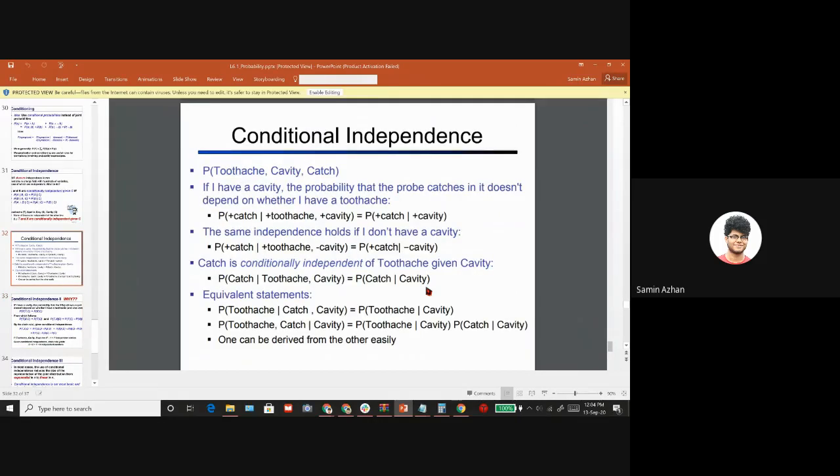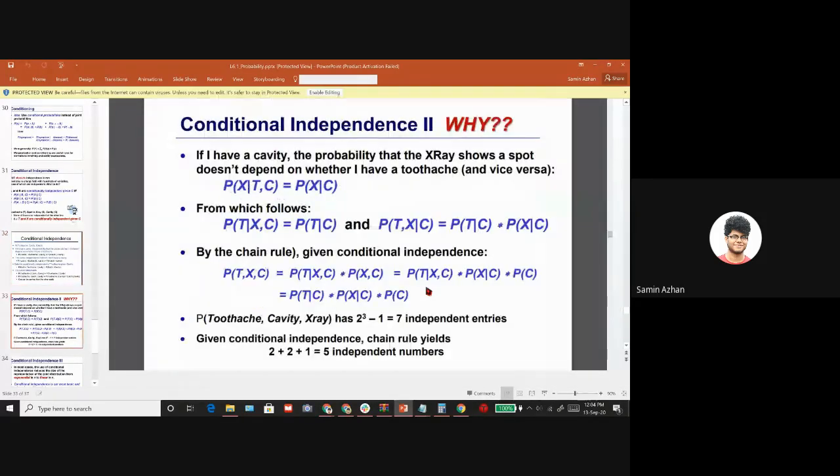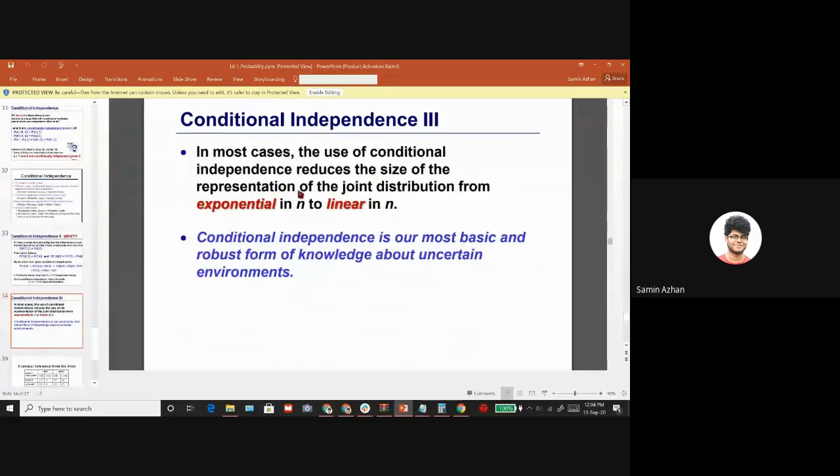So why is conditional independence important? If we use the formula for joint probability, we'll have to calculate 7 independent entries. But using conditional independence, we only have to calculate 5 independent entries. In most cases, what conditional independence does is reduce an exponential n to a linear n. Now, this was a very small example. We went down from 7 to 5, but in a big data set, that can be hugely advantageous for us.